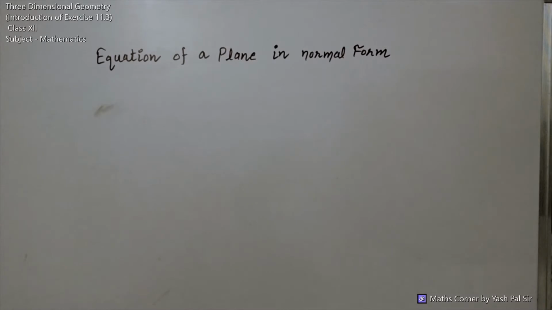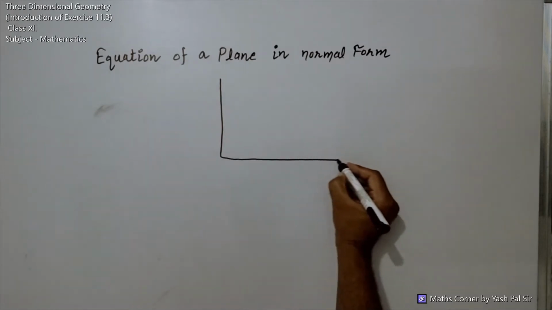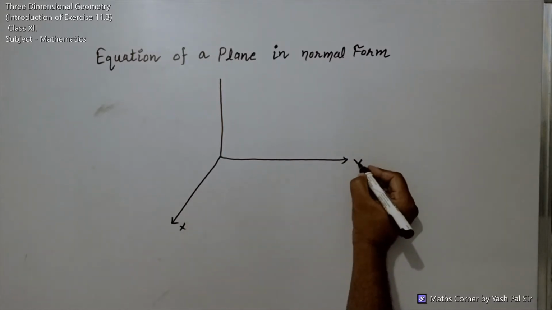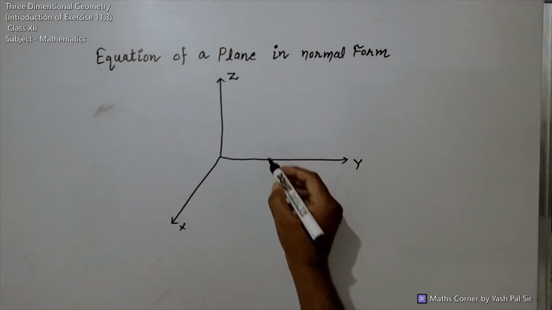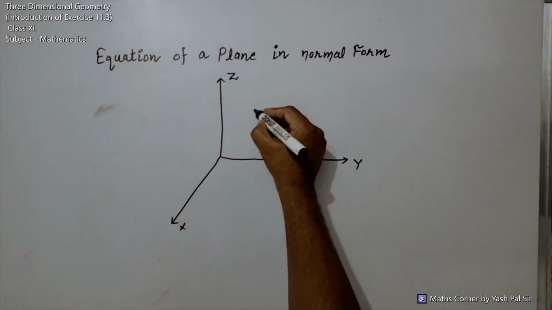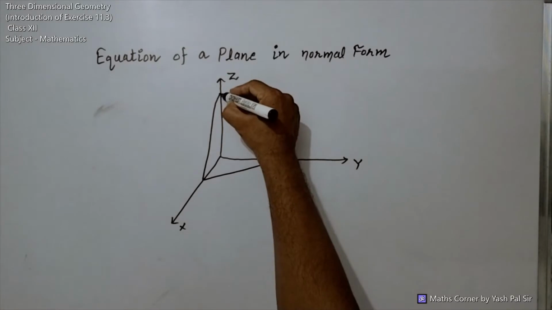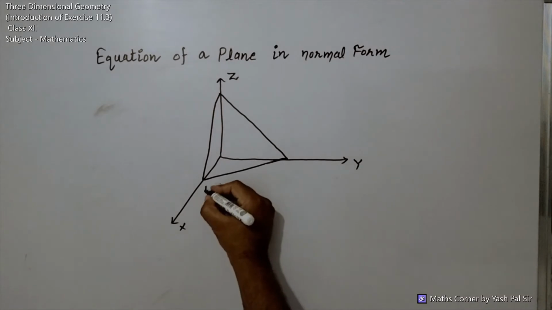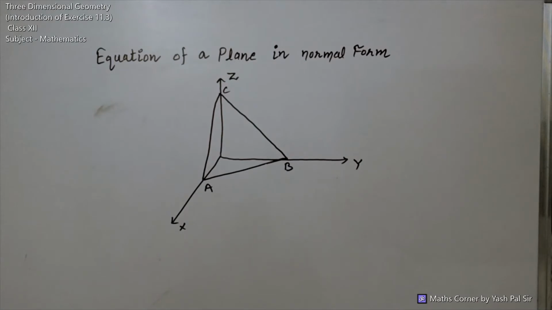Right? Now geometrically, let us try to find out how to find the equation of the plane. Firstly, we have the coordinate system of axes, x axis, y axis and z axis, right? So if there is any plane, suppose we have the plane this way, the name of the plane is plane ABC. Now these 3 points are non-collinear.